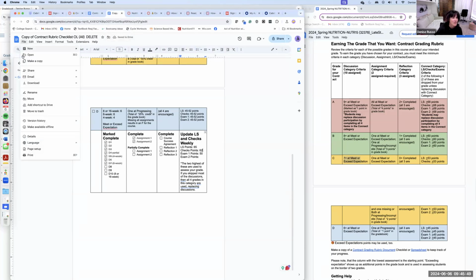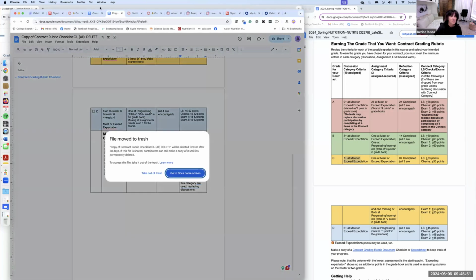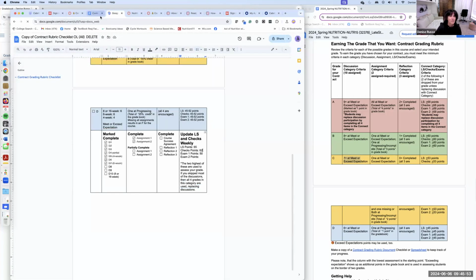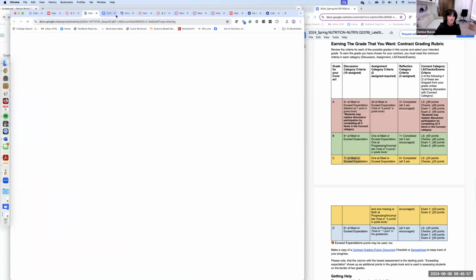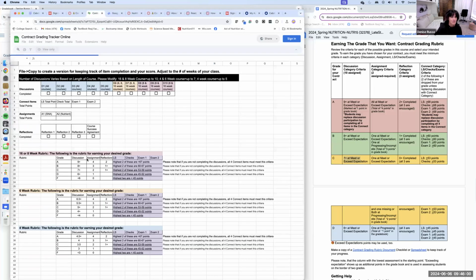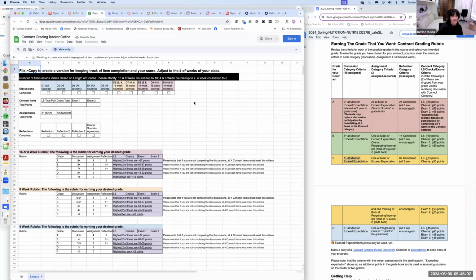So that's one way that you can do this. I think I can throw it away right now. Trashed it. Okay. And then I've also, for people who prefer a spreadsheet, there's a spreadsheet option. And I set it up for the different lengths of courses so you know what you need to complete. And then again, you can just check them off as you go. Or you can make your own.